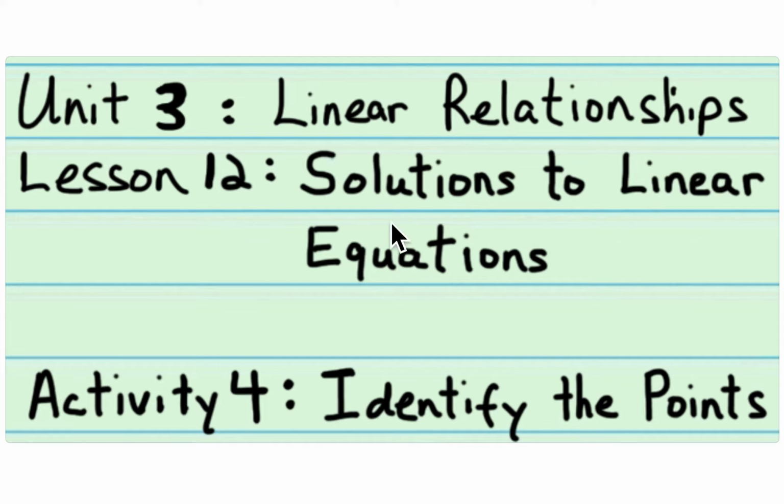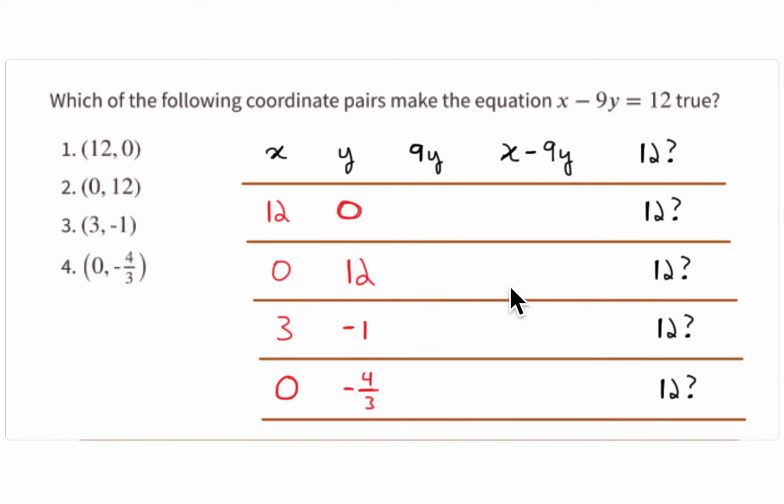This is Lesson 12, Solutions to Linear Equations, and this is Activity 4, Identify the Points. In this activity, you're given an equation, which is x minus 9y equals 12, and you're given four coordinate pairs, 4 points that are represented by the x-coordinate and the y-coordinate, and asked, do those points satisfy this equation? Are they solutions to this equation?